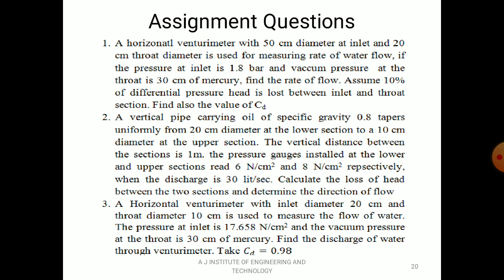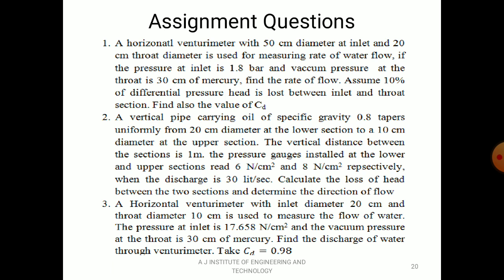Third problem: a horizontal venturi meter with inlet diameter 20 cm and throat diameter 10 cm is used to measure the flow of water. The pressure at inlet is 17.658 Newton per centimeter square and the vacuum pressure at the throat is 30 cm of mercury. Find the discharge of water through the venturi meter. Take CD equal to 0.98.